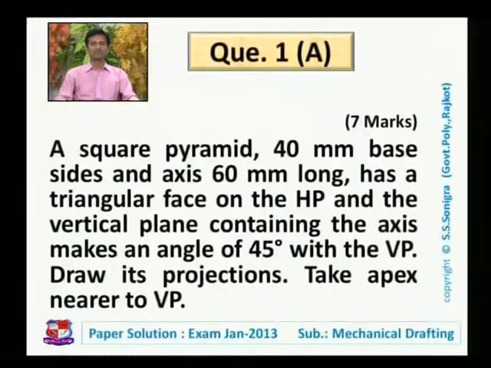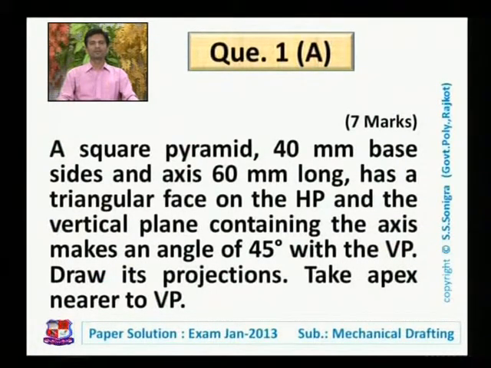Now question number 1, that is of 7 marks. The data is given like this. A square pyramid, 40 mm base sides and axis 60 mm long, has a triangular face on the HP, and the vertical plane containing the axis makes an angle of 45 degrees with VP. Draw its projections. Take apex nearer to VP.